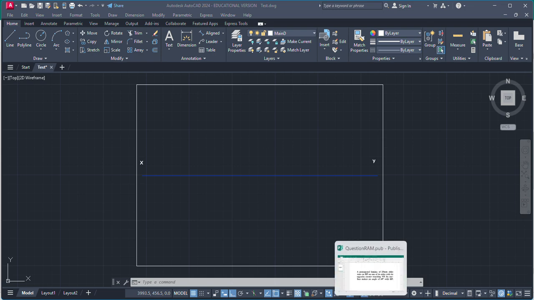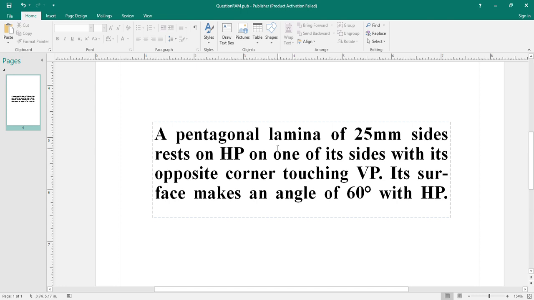In this lecture, we will complete this question. A pentagonal lamina of 25 side, which is resting on one of its side, with its opposite corner touching VP, and its surface makes an angle of 60 degree with the HP.